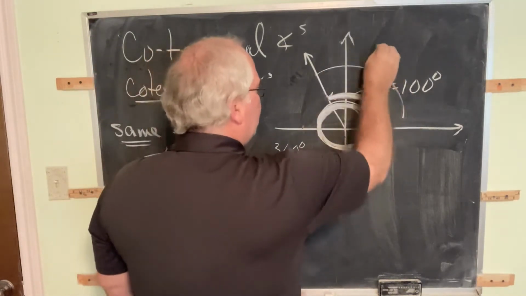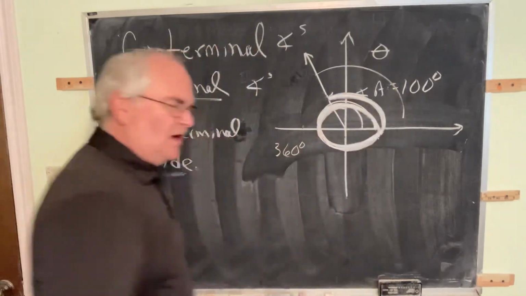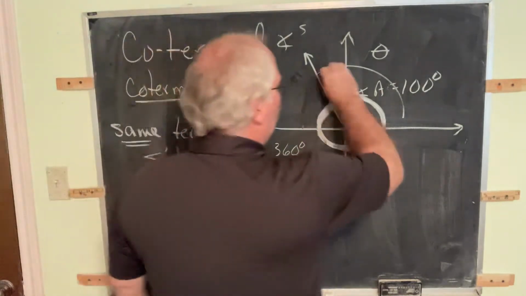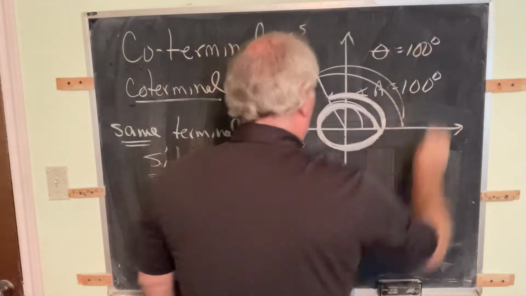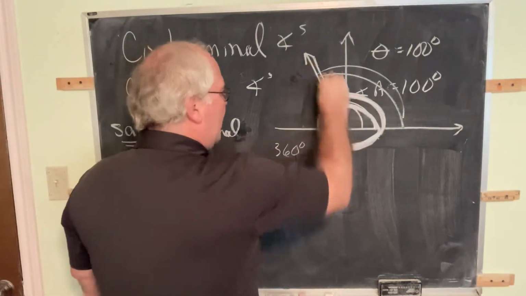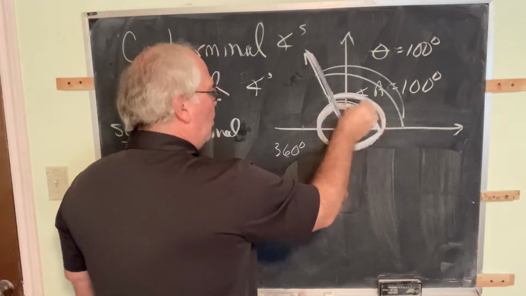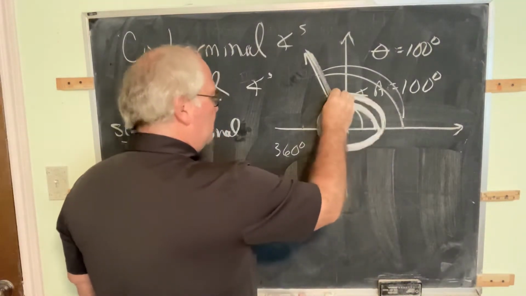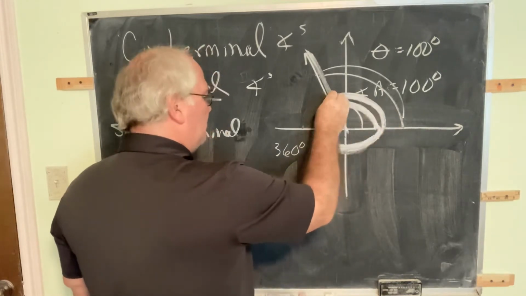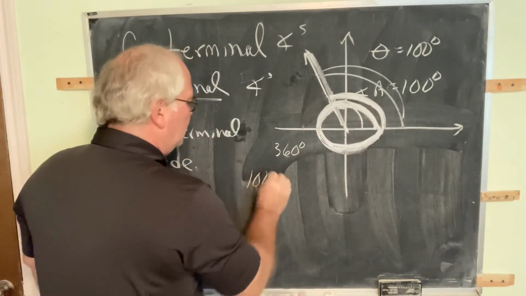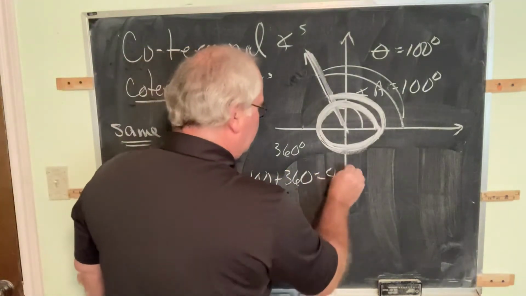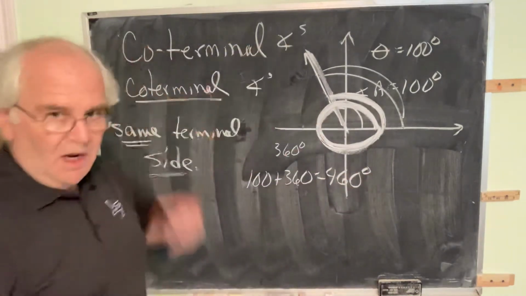So let's call this angle theta. I think we've talked about theta and alpha and gamma. So theta, the Greek letter theta, is 100 degrees, all right? So if I take this same terminal side, take one complete revolution and then do 100 degrees, that would be 360 plus 100 more. So 100 plus 360 is 460 degrees. That's why I chose 100, to make the arithmetic easier.